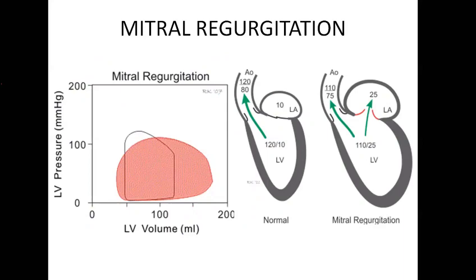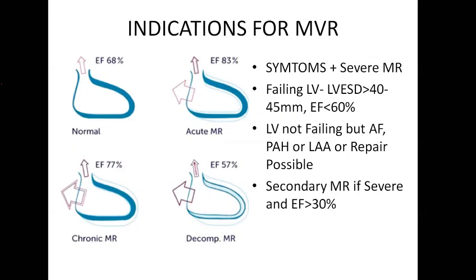But because you do not have pressures, the other way to look at it is the end systolic diameter itself. If the end systolic diameter is more than 40 or 45, then you know that the patient, especially if he has symptoms and severe mitral regurgitation, needs that mitral valve replaced.